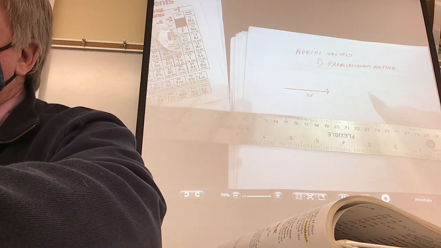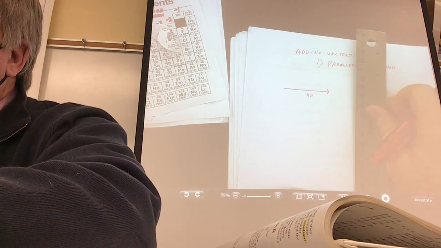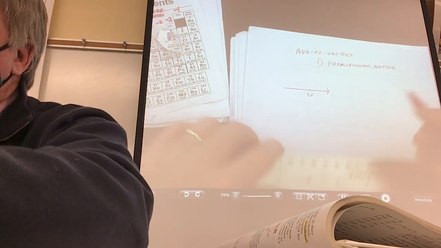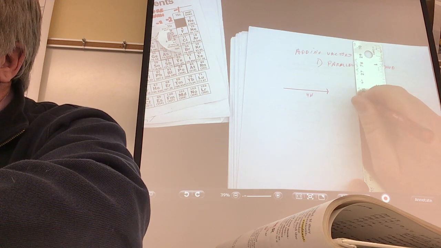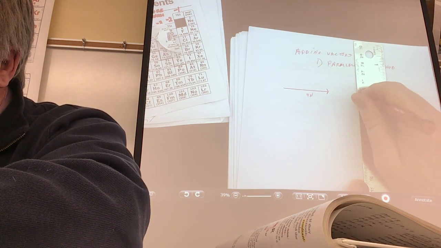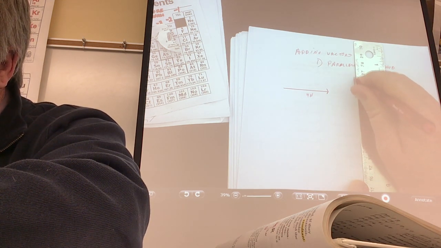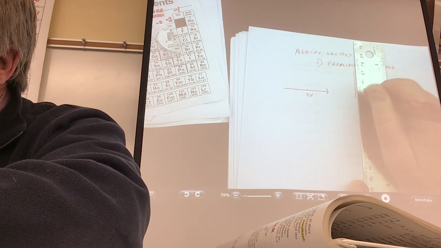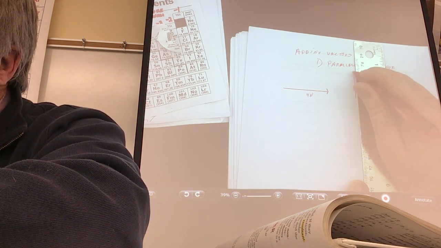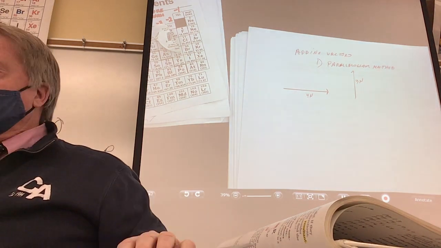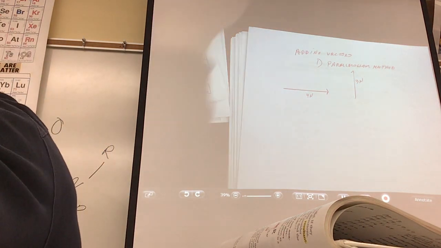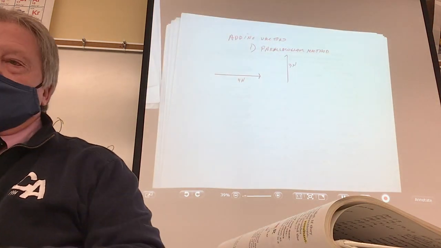And what I want to do is, I'd like to add to it, now everybody knows, let me draw another one. I'm going to draw a 3 newton straight up vertical. There we go. 1, 2, 3. Here we go. Okay, now, the question is, how do you add those two vectors together? How do you add those two vectors together?